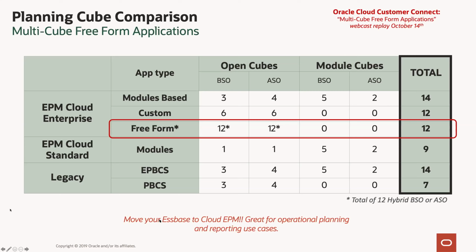So again, I think this should be super exciting for customers that have Essbase on premise today. Many of those Essbase cubes might be good candidates to move to the EPM Cloud and FreeForm, and it's really great for addressing, in particular, operational planning and operational reporting. So beyond finance, when some of those financial metrics are maybe a little bit less important, and you're looking at things like operational dimensions and operational detail, that's really where FreeForm can be advantageous. If you want to learn more about this, there is a replay on Cloud Customer Connect from October 14th where we cover that in detail.